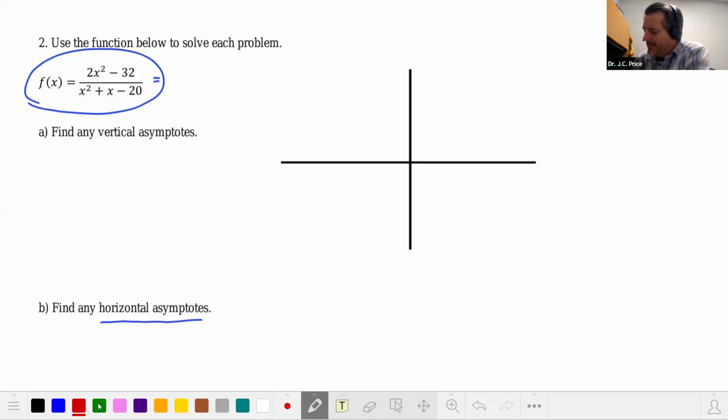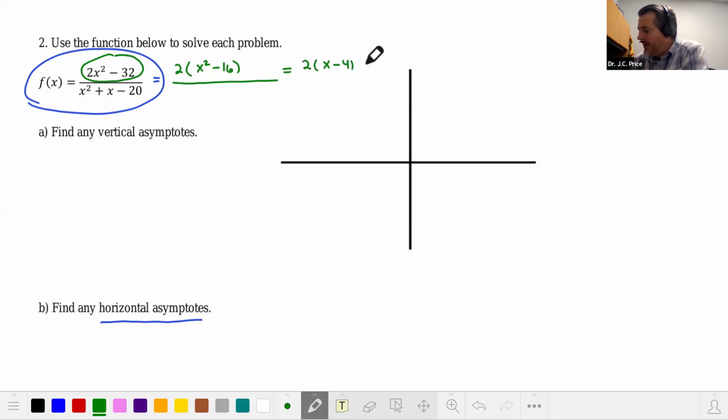So up on top, how do you factor the top? Well, first I'd pull out the 2. So it's 2 times, and you have x squared minus 16. And then I can also factor the x squared minus 16, so that's going to be 2 times x minus 4 times x plus 4.